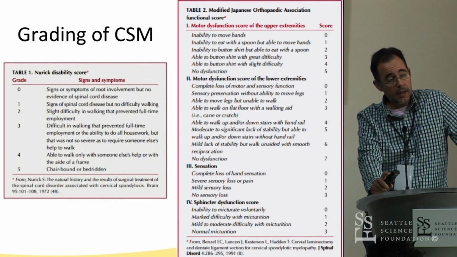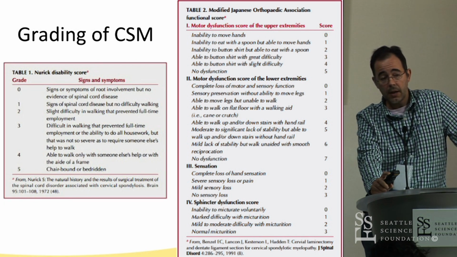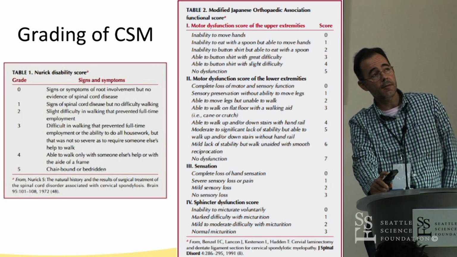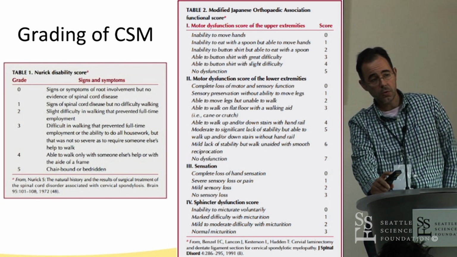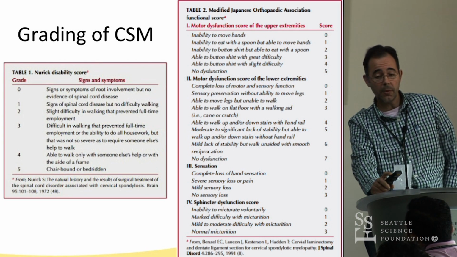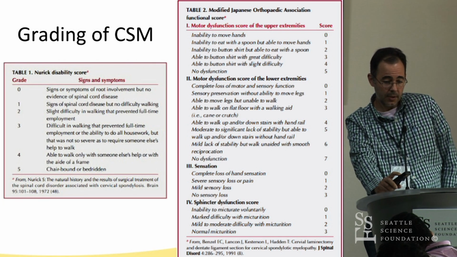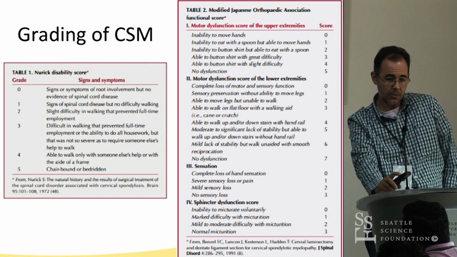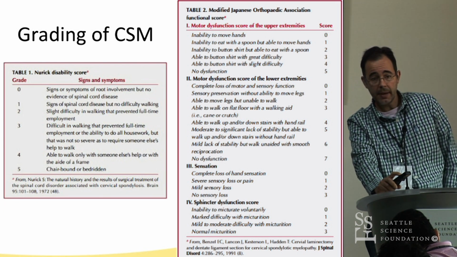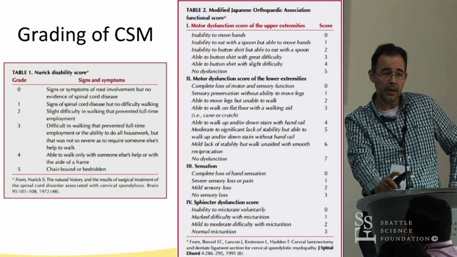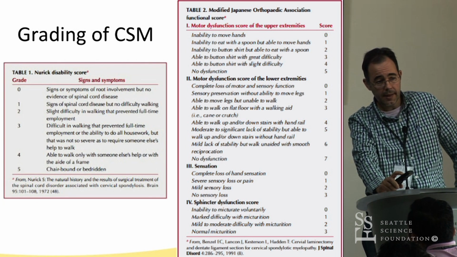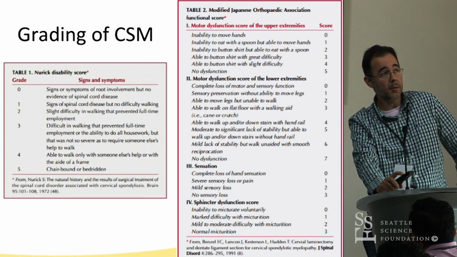So there are a variety of grading scales for myelopathy, and these are the two popular ones: the Nurick Disability Score and the Modified Japanese Orthopedic Association Functional Score. These grading scales are being incorporated into more recent papers because there are certain grades of these myelopathic patients that do better than others. And so that's why it's important to be cognizant of the fact that there are grading schemes that may potentially help you predict who's going to benefit from surgery and who's not.